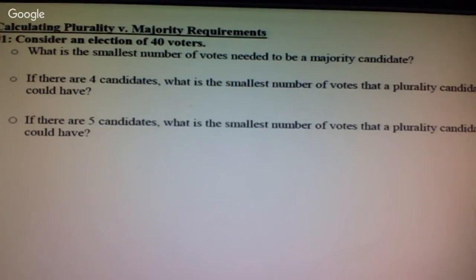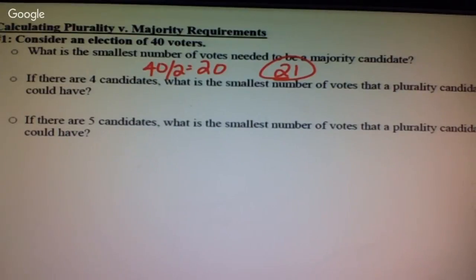So without the chart, you should still be able to do this stuff. We've got an election of 40 voters. How many votes do you need to be a majority? 21. Good. Again, you've got 40 divided by 2, which gives me 20. So you need 21.